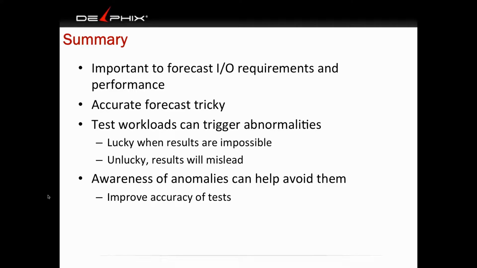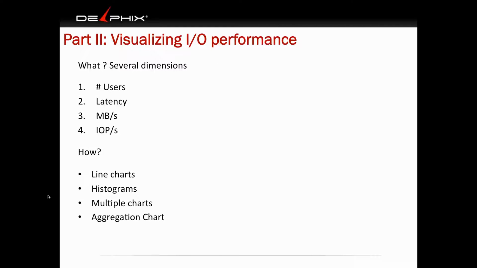So, summary, this is the first part. It's important for all of us to forecast the I/O performance. As we've seen, this can be quite tricky. Ideally, the things that we ran into can help you spot any anomalies in your tests. If you're lucky, the test results are impossible because you know something went wrong; sometimes you might be hitting stuff but getting useful results. But if you know these anomalies, you know what to look for.